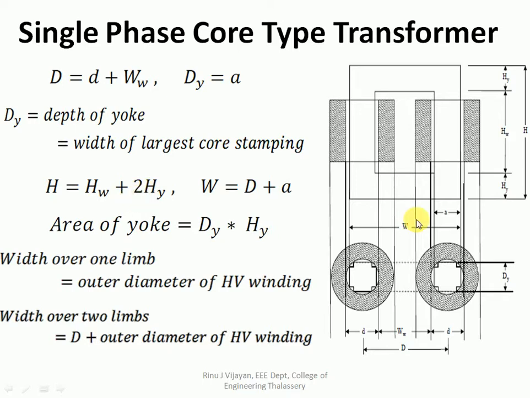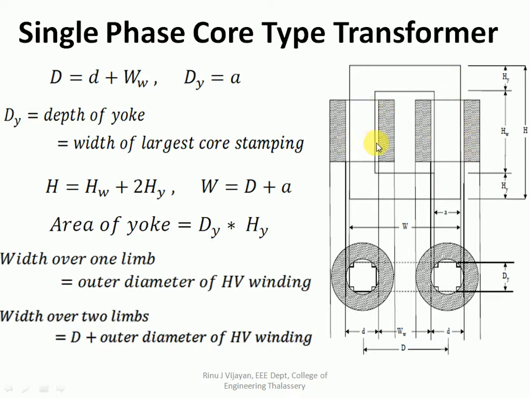Next we have to find the overall width of the transformer core. The overall width of the transformer core is indicated here as W. The center to center distance between two cores, this is one core and this is the second core, is indicated as capital D. This shaded portion is indicating the primary winding and secondary windings. Both these shaded portions are indicating the primary and secondary windings associated with both the cores.